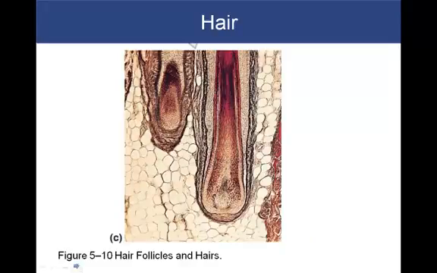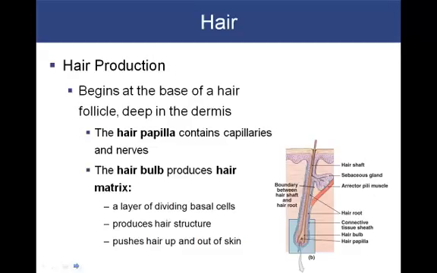This is a histology slide of a hair follicle showing the various components of the hair. Hair production begins at the base of the hair, and of course, this base is located deep within the dermis. The hair papilla, this region right here, contains both the vasculature as well as the nervous supply. And it's the hair bulb itself that actually produces the hair.